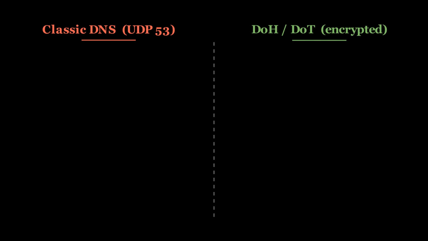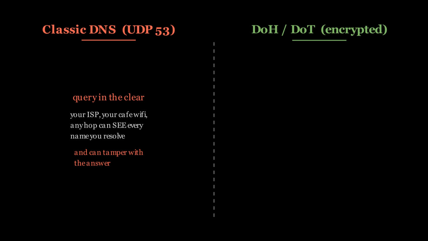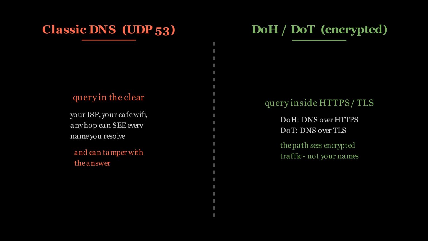One more thing the classic story leaves out: for 40 years, those queries went out in clear text. Anyone on the path could read or rewrite them. On classic port 53, your queries are visible to your ISP, the coffee shop Wi-Fi, every hop in between, a full log of every site you visit, and a chance to tamper with the reply. DNS over HTTPS and over TLS wrap the same query in encryption to your resolver. The path now sees only ciphertext. Though note, your resolver still sees everything, so you've moved the trust, not removed it. Most browsers and operating systems now support this by default.